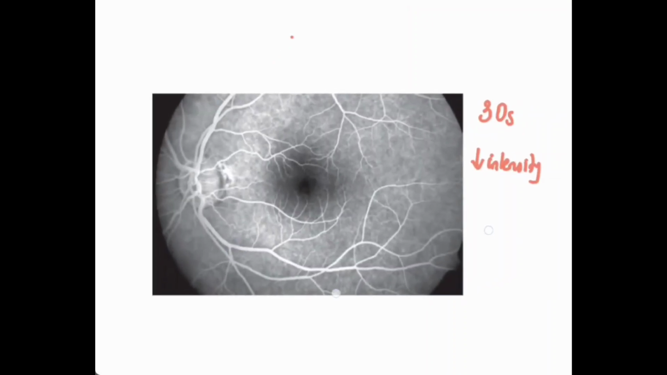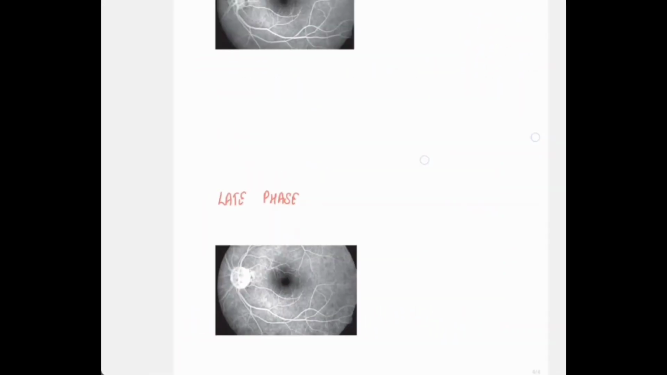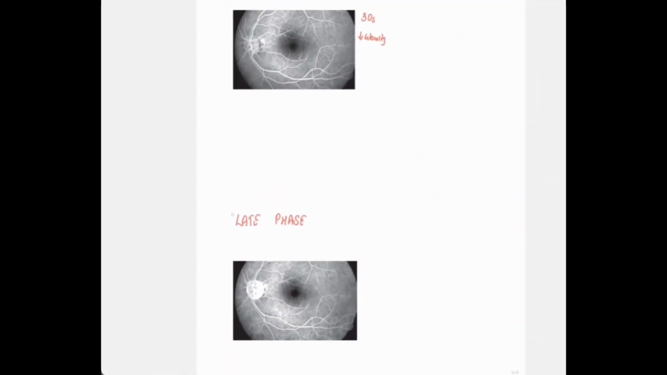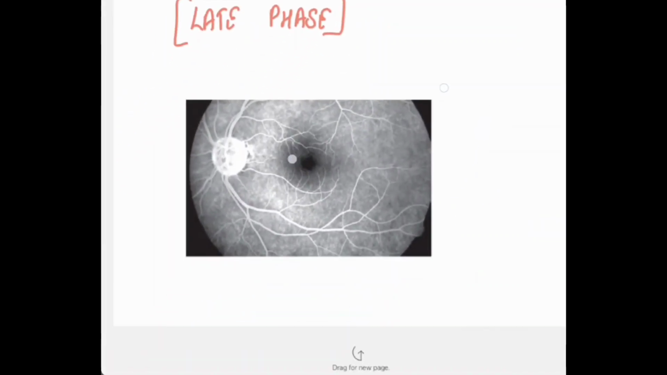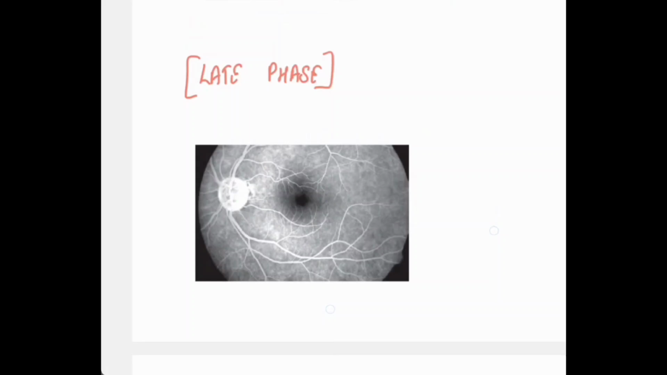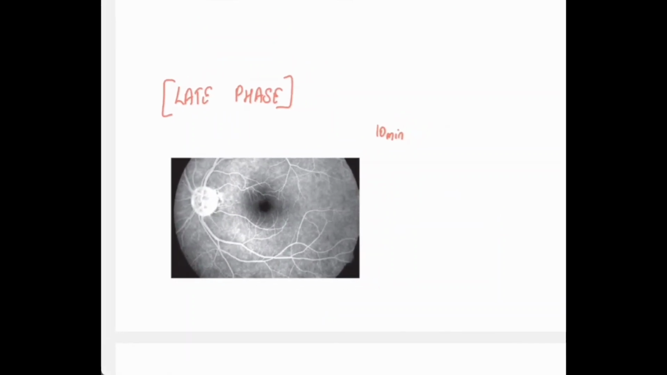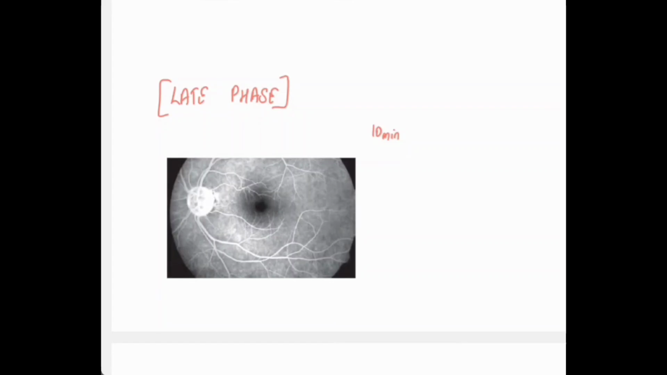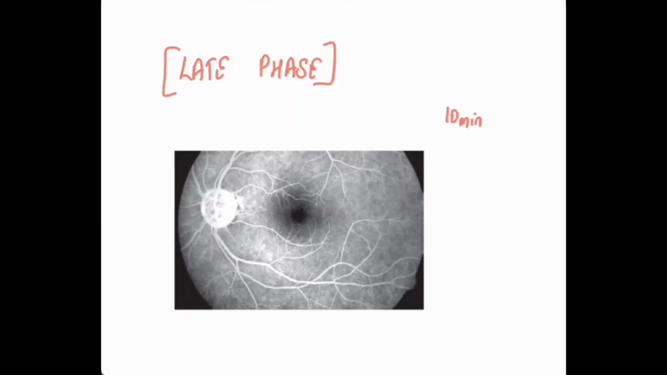Late phase. Late phase. Retinal vessels are empty of the fluorescein dye by 10 minutes after injection. Staining of the Bruch's membrane, choroid and sclera result in a diffuse background fluorescence. Large choroidal vessels may be seen in silhouette against this background.